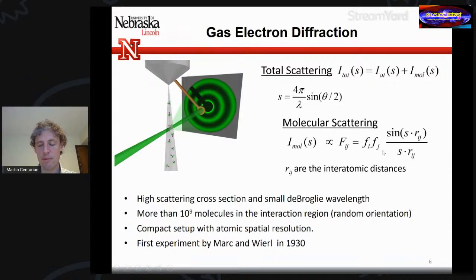So you basically get a sinc function, but you get a sinusoidal modulation where the frequency of this modulation depends on the distance between atoms i and j. And if you have many atoms, you get a sum of many terms like this, where the frequency of each sine wave depends on the distance between each pair of atoms in the molecule.